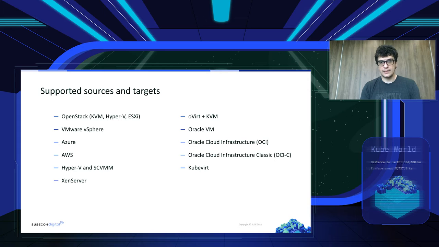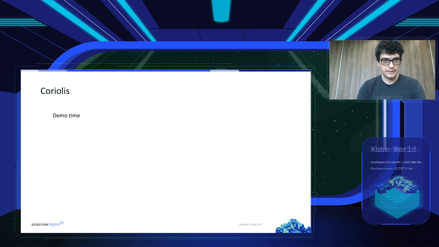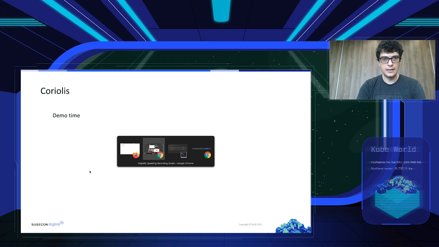Now, we have support, as I've said, for multiple clouds. We have OpenStack and VMware vSphere. These are the two providers that were in the initial release of Coriolis. And of course, we support multiple hypervisors with OpenStack. And of course, the popular public clouds are also in here, including a bunch from Oracle and of course, KubeVirt. I'm not gonna take any more time with slides. Time to dive into a demo.